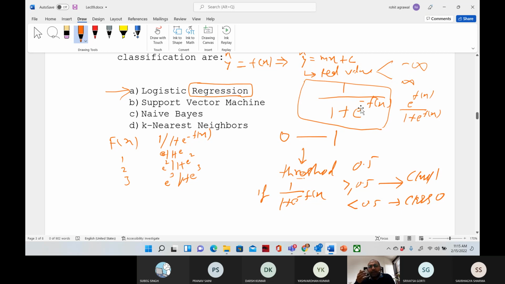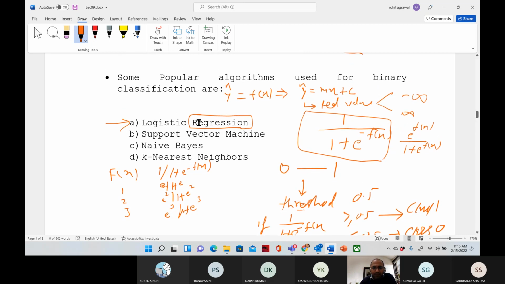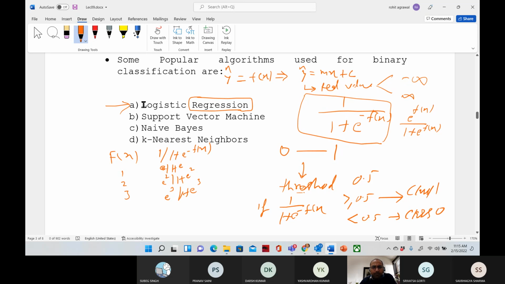But we also have different kinds of functions where instead of e to the power minus f of x, we have something like tan or cos. Some popular algorithms: one of them is logistic regression, another is the support vector machine, then the naive Bayes classifier, like Gaussian naive Bayes, and the k nearest neighbor.